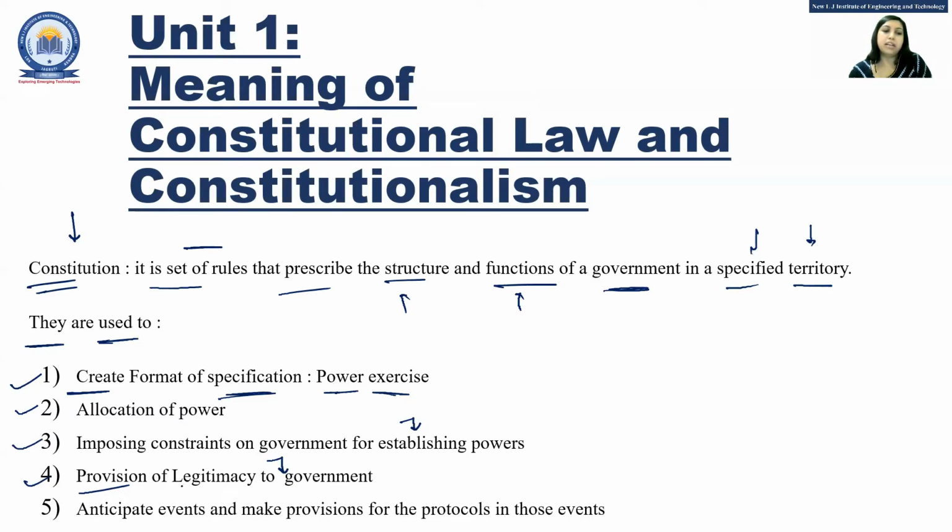And the fifth one is the anticipation of events, which makes provisions for protocols in events. That also comes under the constitution, how different things will be organized as well as handled. Every matter has its own hierarchy to be followed to go through all the processes. So that is how anticipation is mentioned here, and that is the utilization of the constitution.